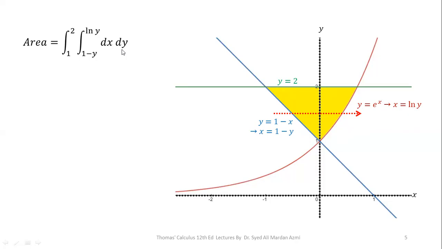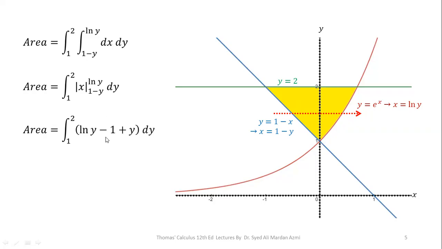For outer variable, we always check the range of our region along that particular axis. Note that our region starts from the point 1 and ends at 2 along y-axis. So the limits of y are 1 to 2. After this, we will evaluate the integral. Integration of dx is simply x for the given limits. In the next step, we will apply fundamental theorem of calculus, means upper limit minus lower limit.